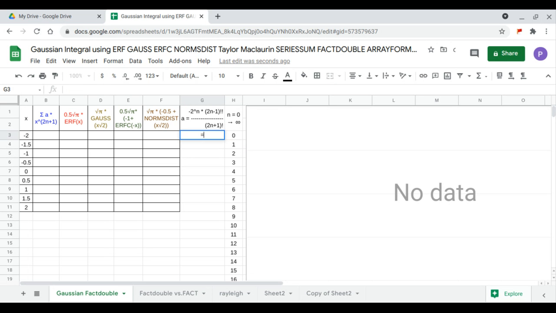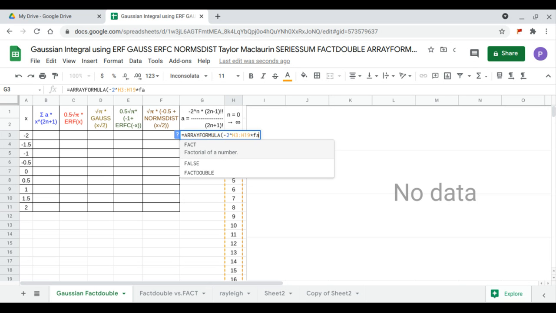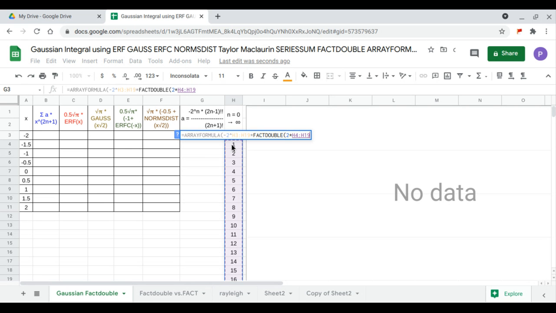And the coefficient will be equal to our formula: minus 2 to the power n times fact double, that is the double factorial of 2 times n minus 1, all over factorial of 2 times n plus 1, and enter.